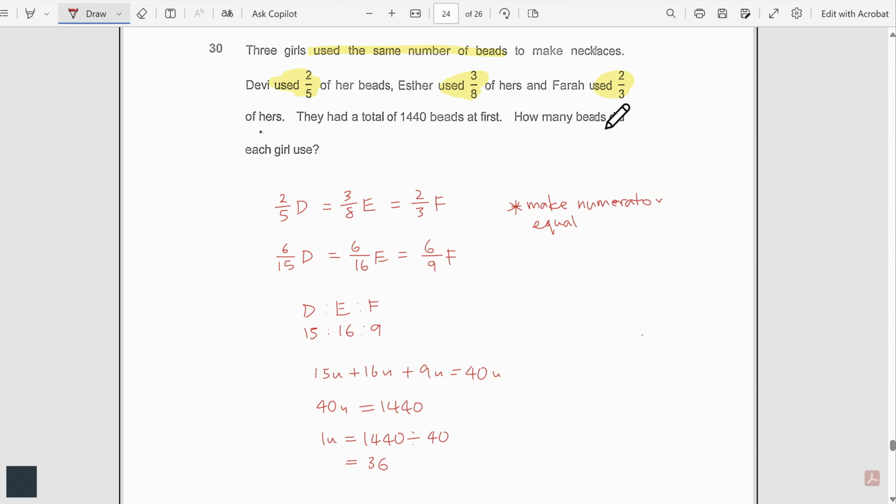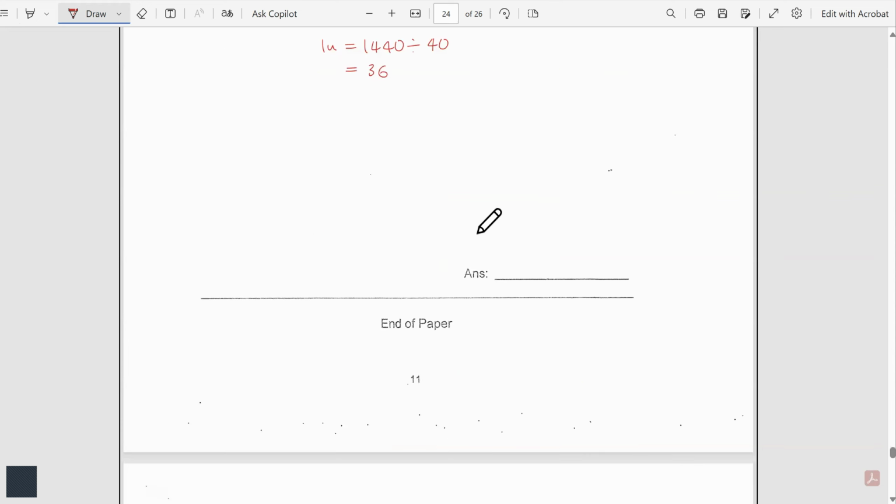And back to the question, how many beads did each girl use? Remember, they use the same number. And look at the fractions that you have changed. Don't look at the old one. So all of them used 6 units. So we find 6 units. Answer 216. Okay, so the answer is 216.